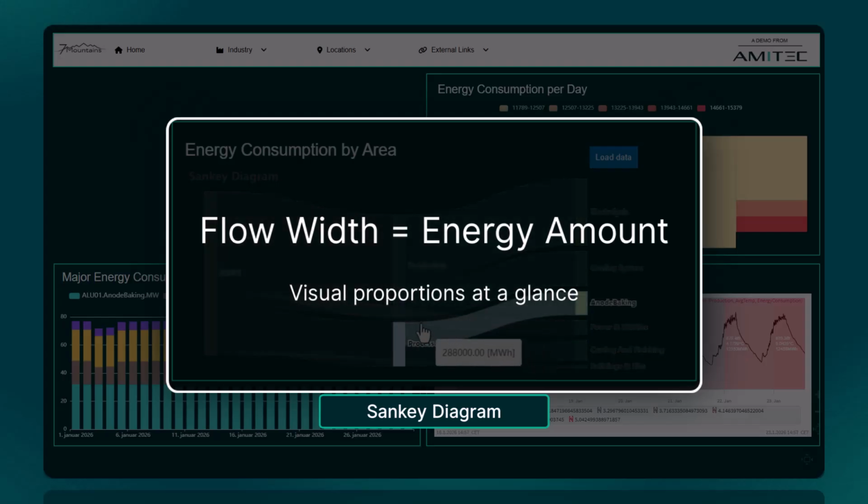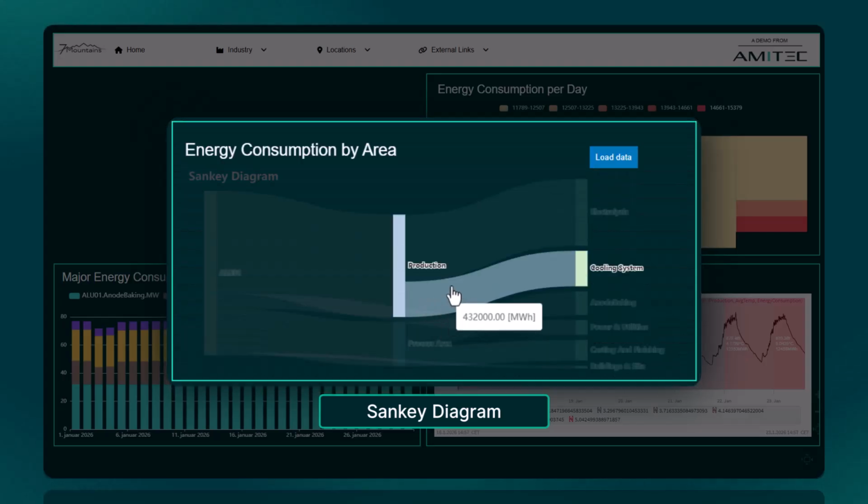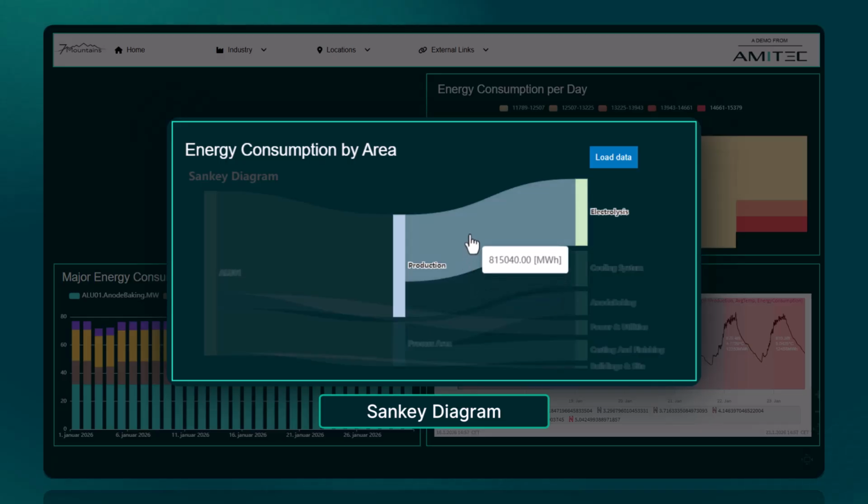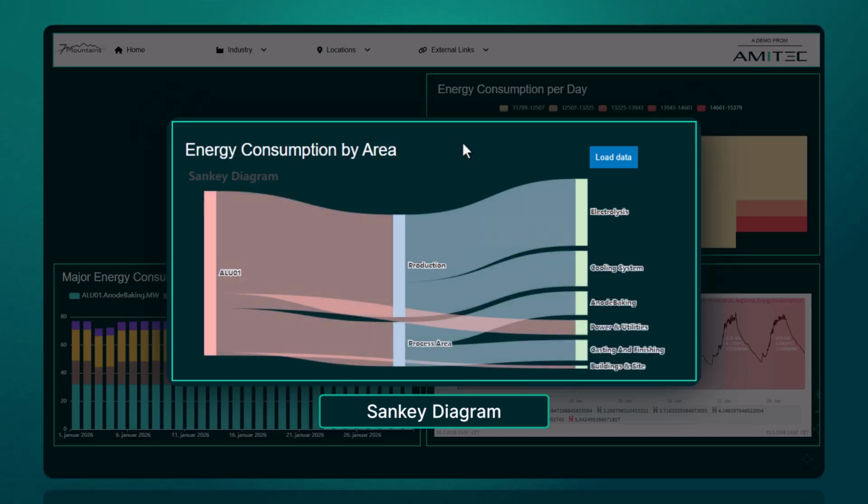From an investigation standpoint, this helps me narrow my focus. If total energy usage is up by 12%, this diagram quickly tells me which areas are most likely contributing to that increase. Instead of guessing, I can now see where the energy actually ends up.